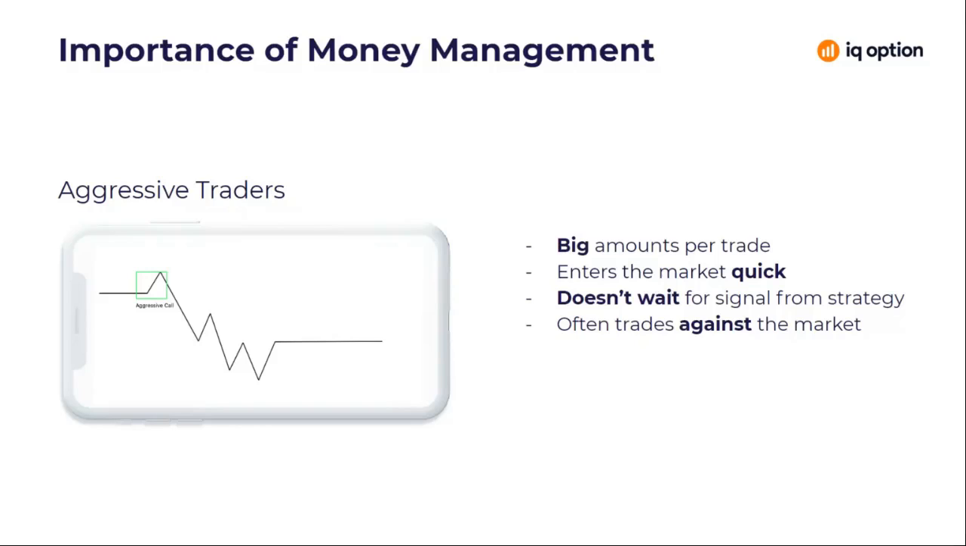So we've got a screenshot of a market. The characteristics of an aggressive trader are big amounts per trade. You tend to place bigger amounts. You enter the market slightly quicker than you should. As you can see from the chart here, you see an uptrend, you quickly want to get into it, you want to secure as much profit as you can. It's not necessarily a good thing or a bad thing. We just need a strategy that works in combination with this style of trading.